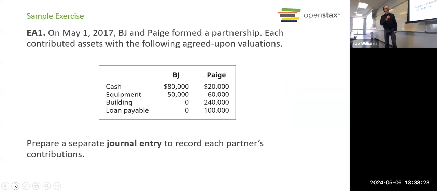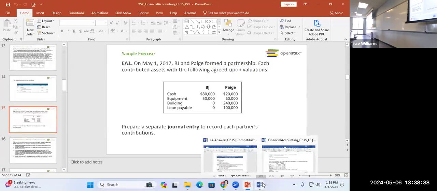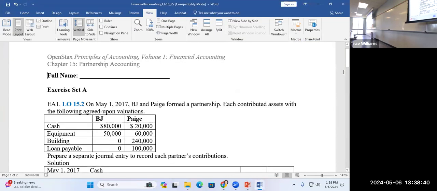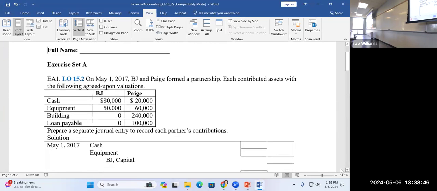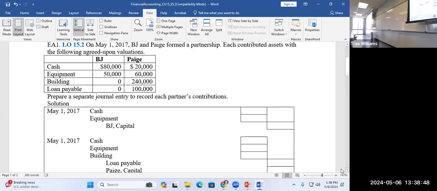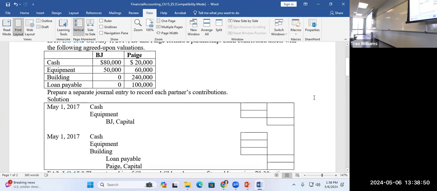Oh, wow, an exercise already. Now we have a similar example with BJ and Paige. This is exercise 1. This one's similar to the last one that we just saw, but it's got a twist to it. Let's go ahead and look at exercise number 1. And if you've got the ability, I encourage you to open up your exercise set and use it to write down your answers.